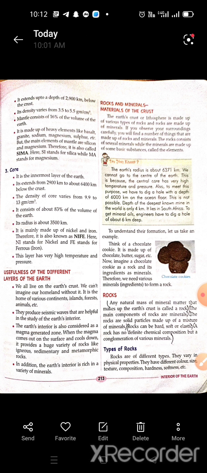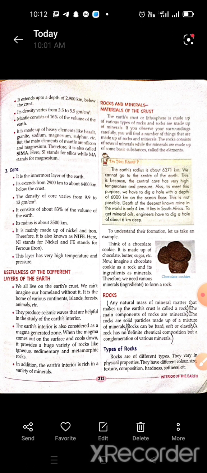Now imagine a chocolate cookie as the rock, and its ingredients as minerals. Therefore, we need various minerals to form a rock. One example is provided in your book. It's like a chocolate cookie. To make a chocolate cookie, we need butter, chocolate, sugar, etc. In the same way, to make a rock, we need different kinds of minerals. Every rock is made up of different minerals. There is no particular formula for a particular kind of rock.